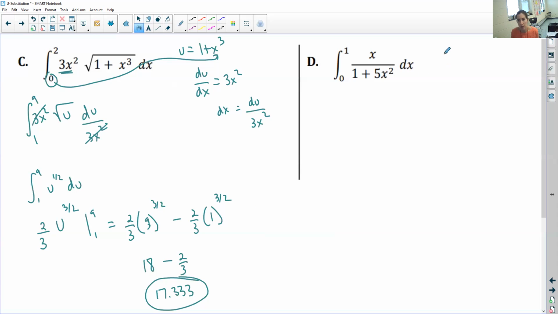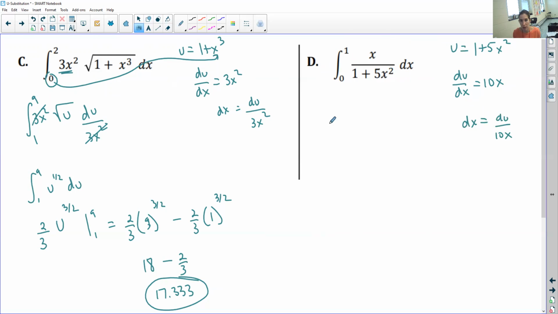Alright, so now let's look at this one. So here, if you kind of think about what the u should be, I know it might not be obvious, but it should be this denominator here, 1 plus 5x squared. So then du dx is 10x. So now let's solve this for dx, and you get du over 10x.